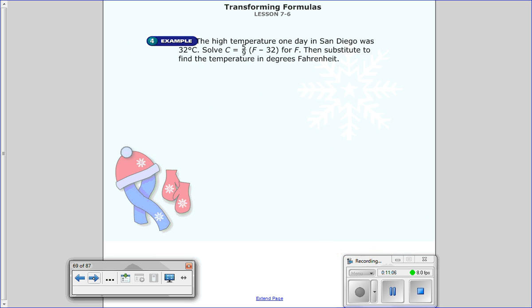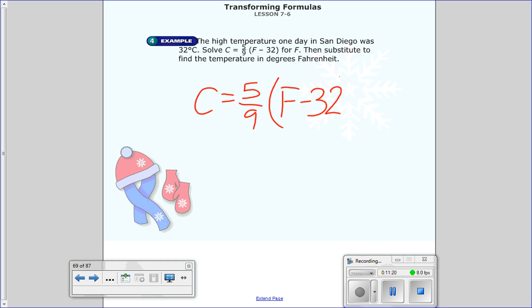All right. Next one, and I do want to go through this because this is a little bit different. Here we have solve C is equal to 5/9 times F minus 32. All right, and it says a high temperature one day in San Diego was 32 degrees Celsius. Solve this equation for F, then substitute it in to find the temperature in degrees Fahrenheit. So in this case, they want us to solve for F first, and I can highlight that.